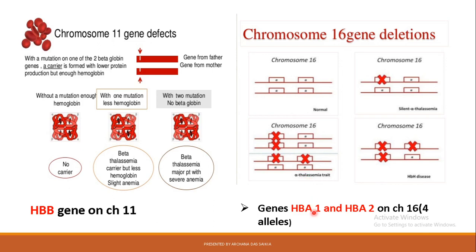The genes are named HbA1 and HbA2. 4 alleles: HbA1, 1 pair, HbA2, another pair. The severity of the thalassemic disease will depend upon how many of the genes are defective. If the HBB gene on 11 is also defective, and HBA on 16 is also defective, then this is a very, very severe case. If only 1, then it is a minor case. If 2, then we can call it major or we can call it trait. If 3, then it is also a major trait.